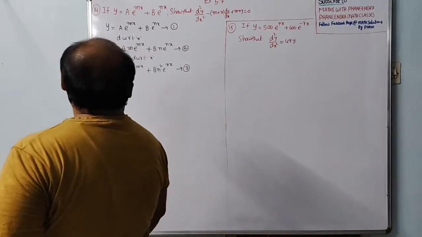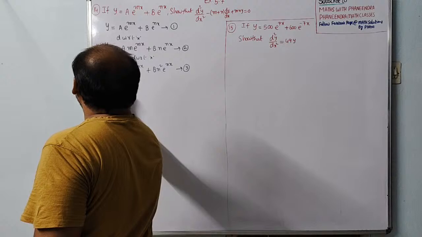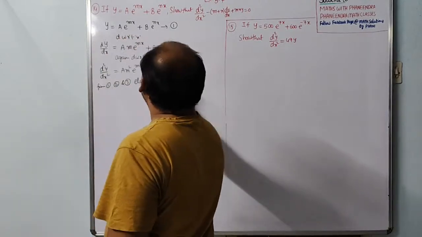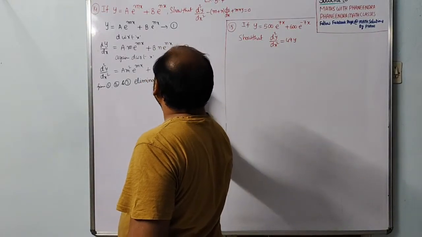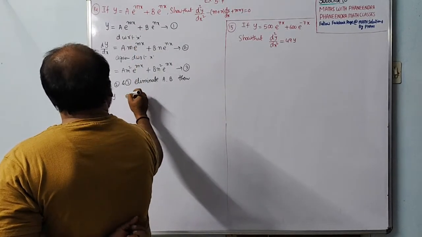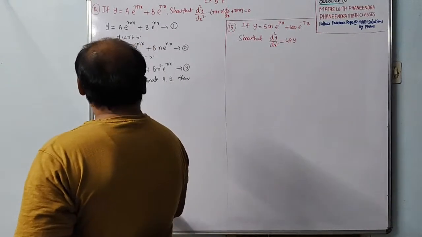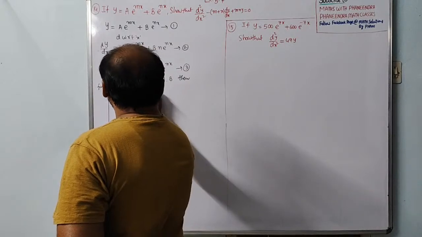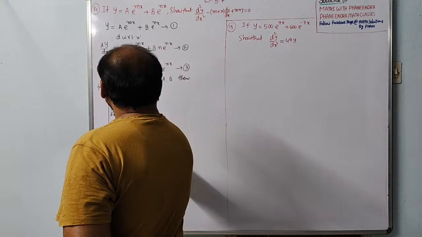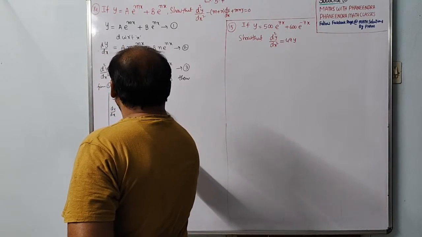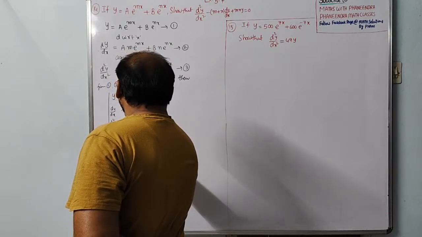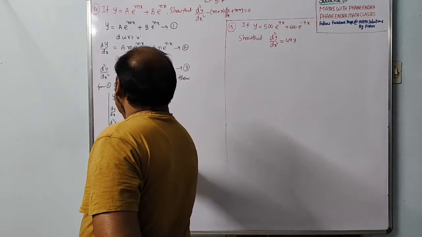From 1, 2 and 3, eliminate arbitrary constants a, b, then determinant of here y, here a coefficient you have to write it, e power mx, next e power nx, next here dy by dx, here m into e power mx, n into e power nx, even here also d square y by dx square, m square e power mx, n square e power nx is equal to 0. You know how to do this.